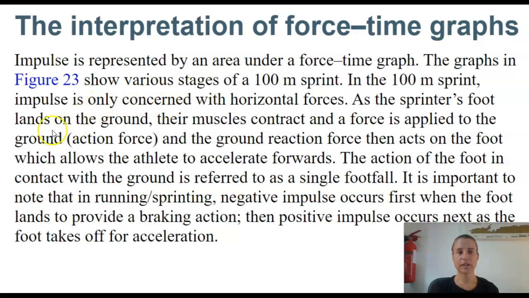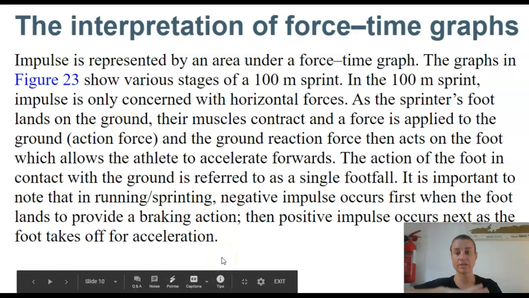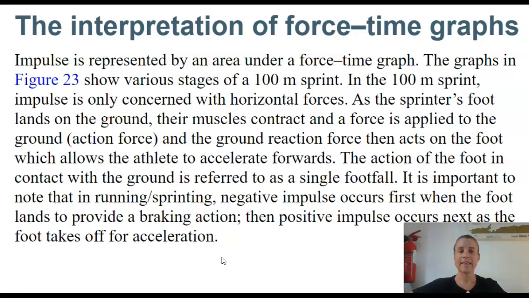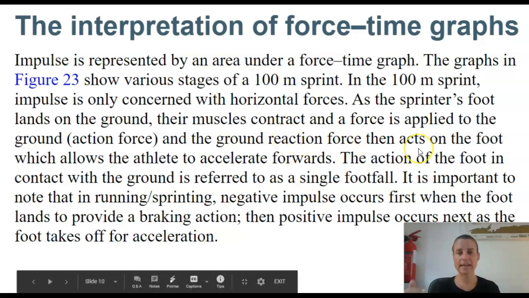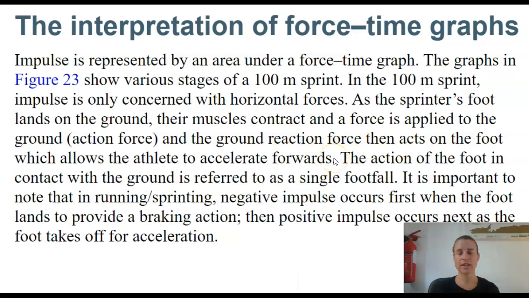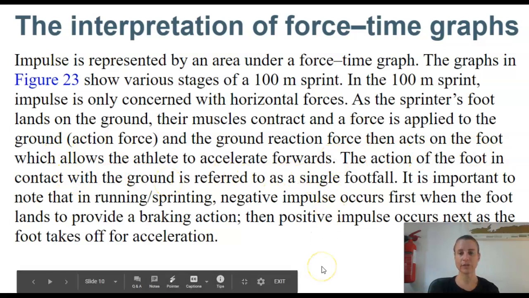As the sprinter's foot lands on the ground, their muscles contract and a force is applied to the ground, so that's their action force. And then, for every action, there's an equal and opposite reaction. The ground reaction force acts on the foot, which allows the athlete to accelerate forwards. The action of the foot in contact with the ground is referred to as a single footfall.